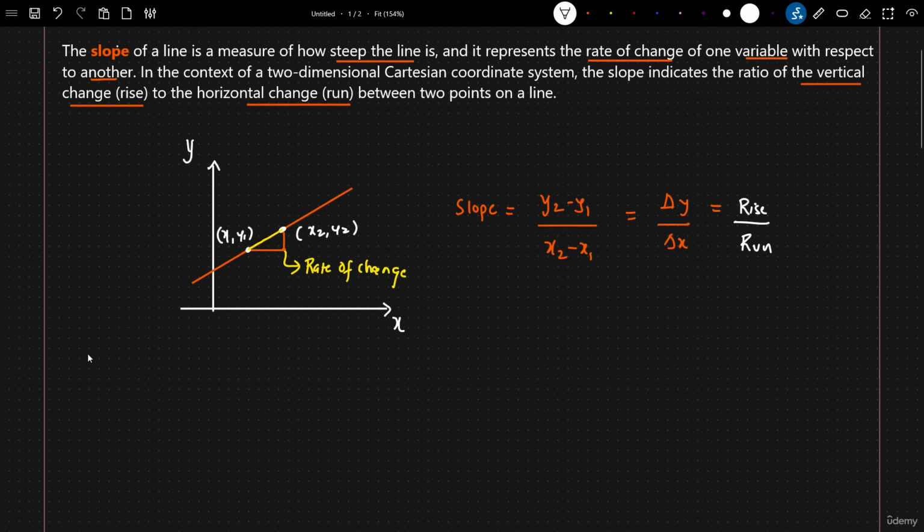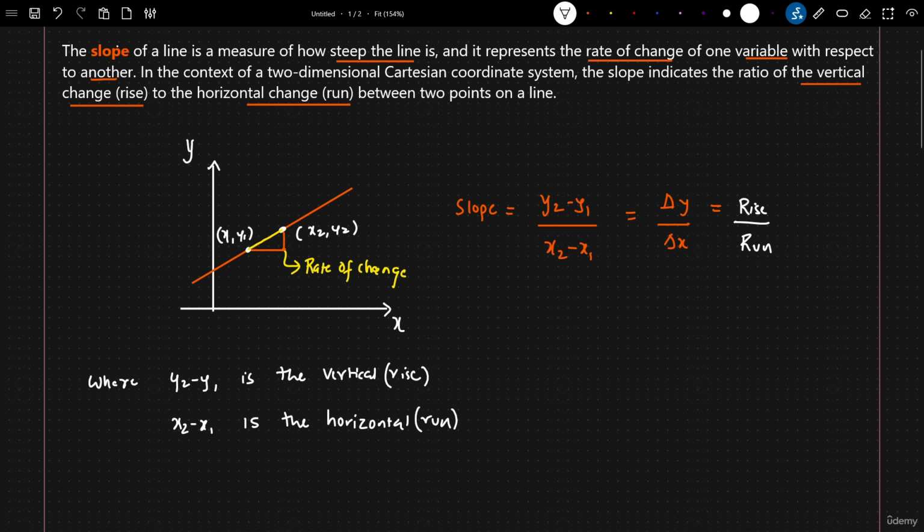So here, let me just go ahead and write where, in this equation, y2 minus y1 is the vertical rise and x2 minus x1 is the horizontal run, right? Because this is moving in the horizontal direction, right? So here are the two terms, that is rise and run.